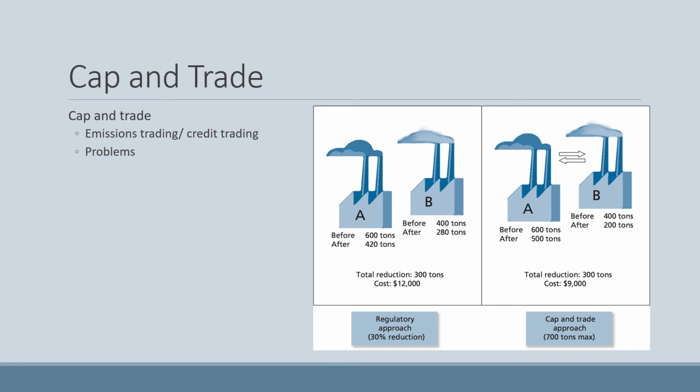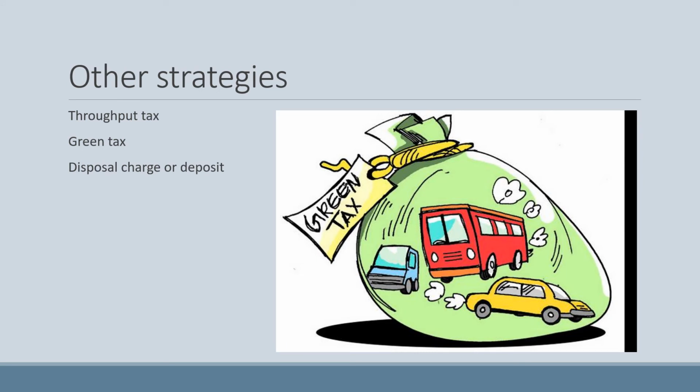Other strategies we have are things like a throughput tax, where it's a charge placed on the producer of a good or service to include full cost pricing. We could see a green tax, which are taxes paid by consumers for products or services that are not environmentally friendly.